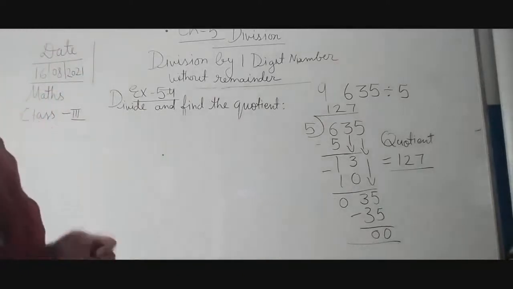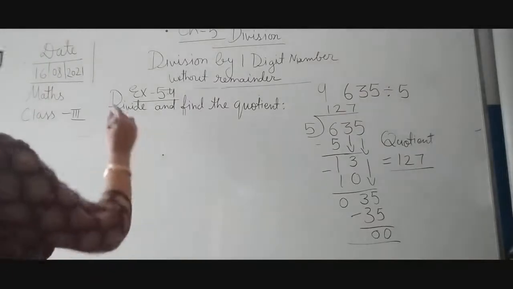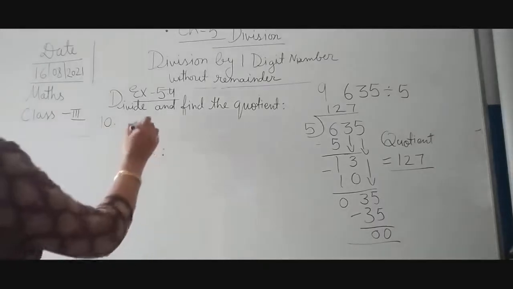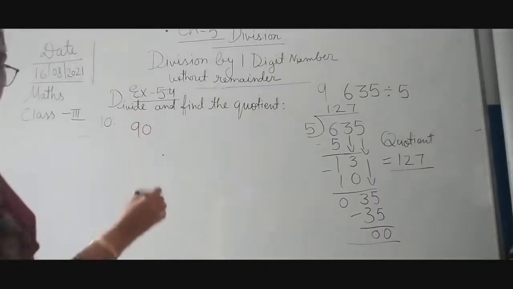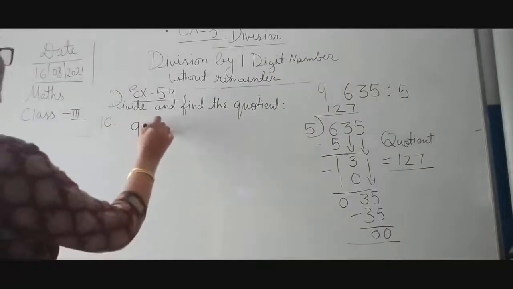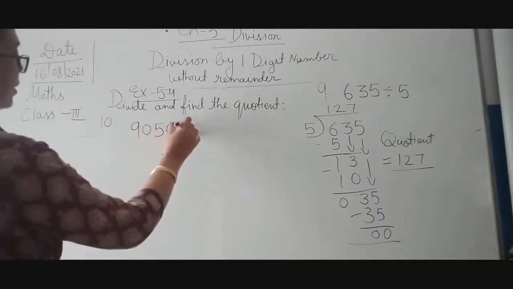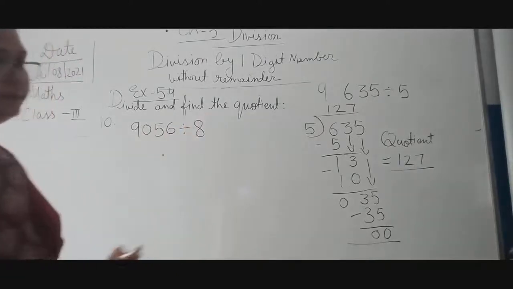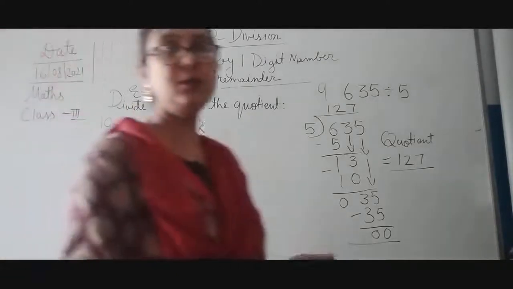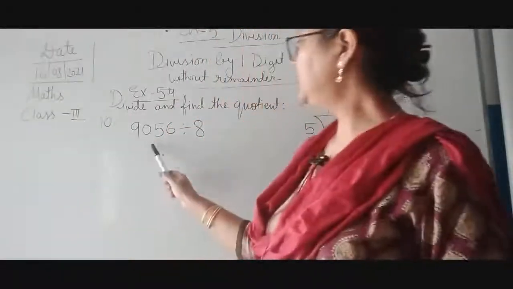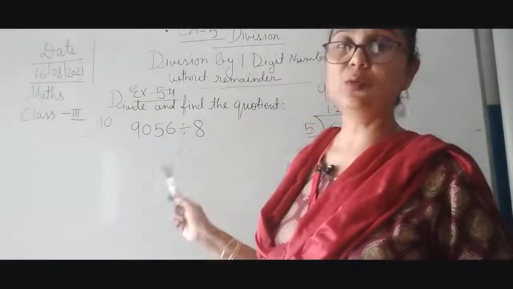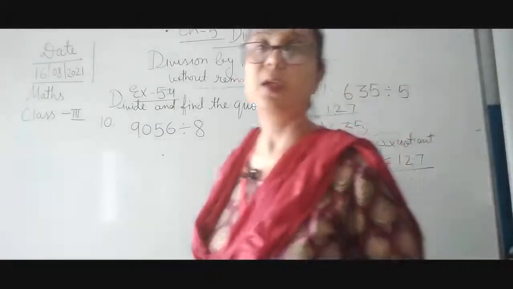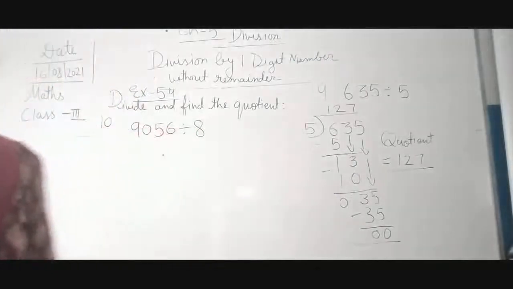Now we are going to do number 10. At number 10 you can see that 9056 is written here. It's a big number and it is divided by the single digit 8. This is in the thousands. 9056 is divided by 8. Now children, let's start doing this.